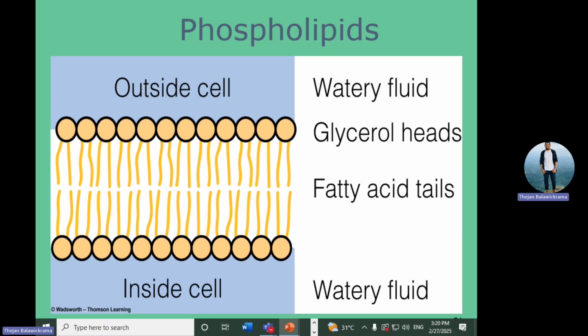So in the cell membrane, this is the outer margin, this is the inner margin. In the outer margin, those two fatty acid molecules are like this. Like tails, right? And this is like a head, so head and two tails. That is the structure of the cell membrane in our animal cells. So it is phospholipids which are used.